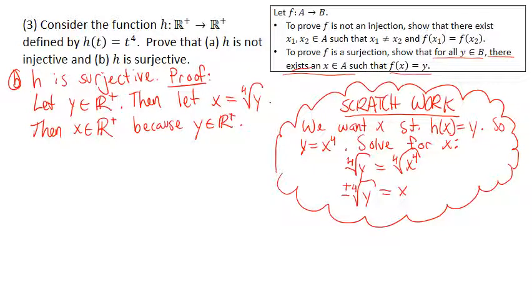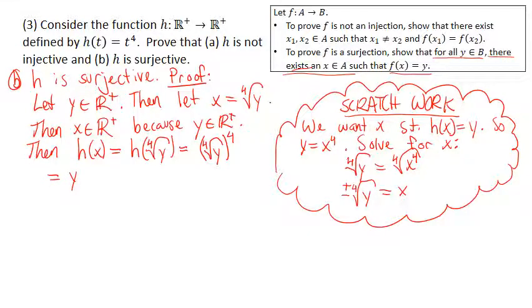So it's pretty obvious, I hope, that the fourth root of any positive real number will also be a positive real number. I don't think you need to really prove that. Okay, so then what you need to show is that h of x will actually give you y. So you need to actually plug your formula for x into the function and show that it really gives you y. So this is going to be the fourth root of y to the fourth, and that is going to be y.